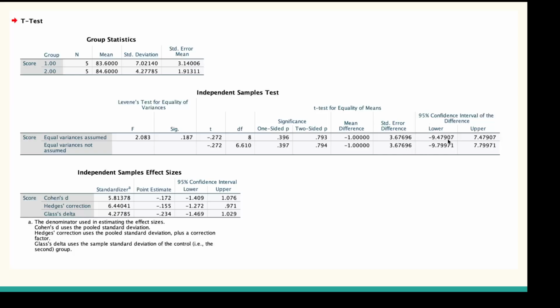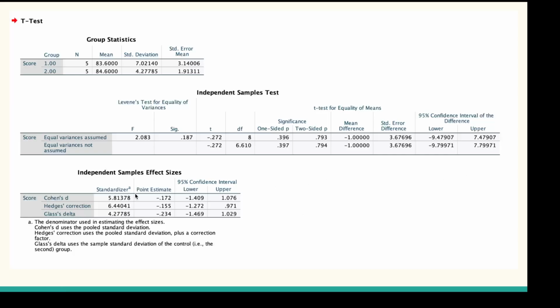And then finally we get to our 95% confidence interval of the difference, which indicates the range within which we can be 95% confident that the true mean difference lies. For equal variances assumed, it ranges from negative 9.47907 to 7.47907. For equal variances not assumed, it ranges from negative 9.79971 to 7.79971.